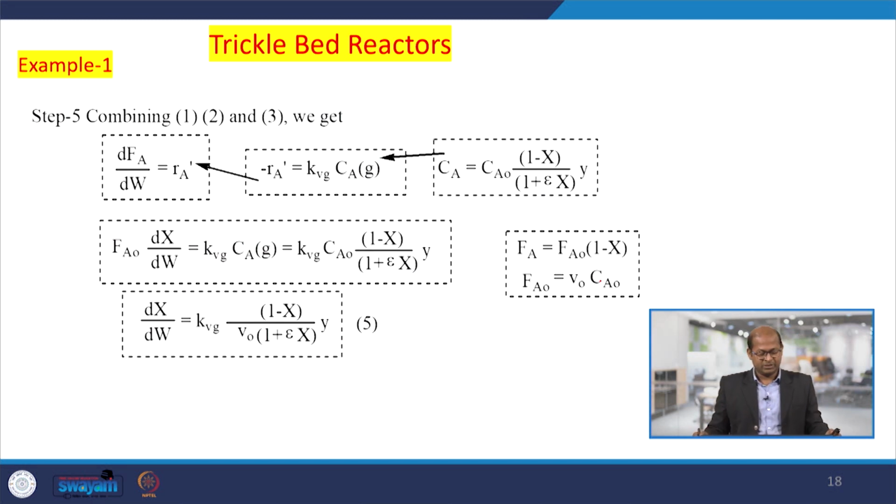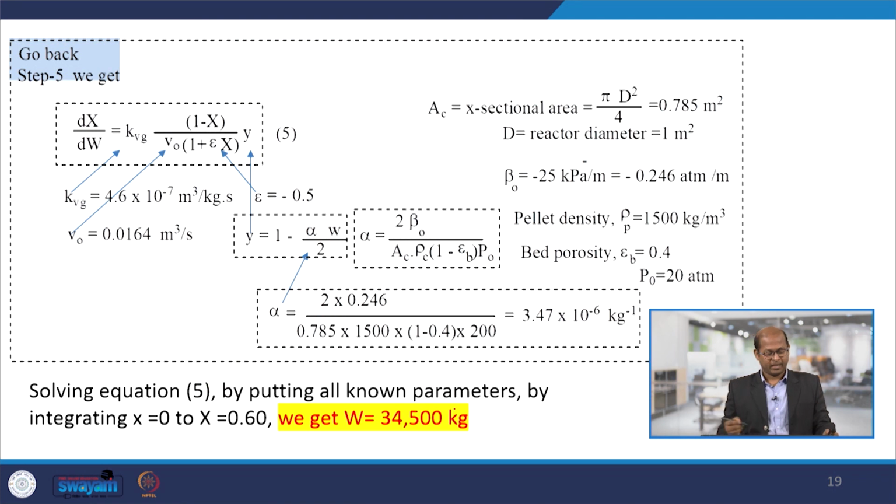This kVg value is useful in these equations. In this equation, the kVg value we have now found. Now this equation 5 we can easily solve to get x versus W. This is the kVg value we found, the V0 value we know, the epsilon value we know, and the y value, if it is given that is very good, and if it is not given we can find it. So now this equation 5 we have to solve. This is an ordinary differential equation, so by using an ordinary differential equation solver we can solve this.